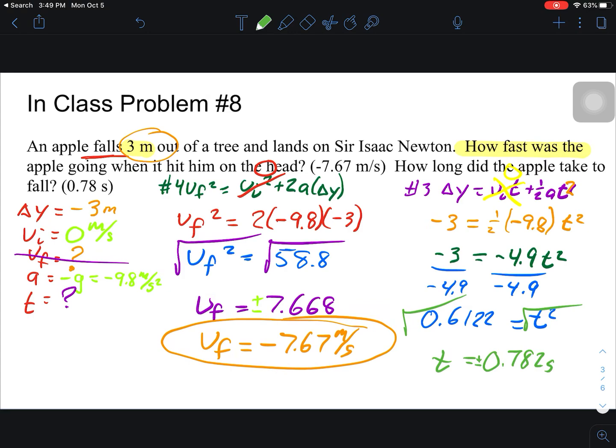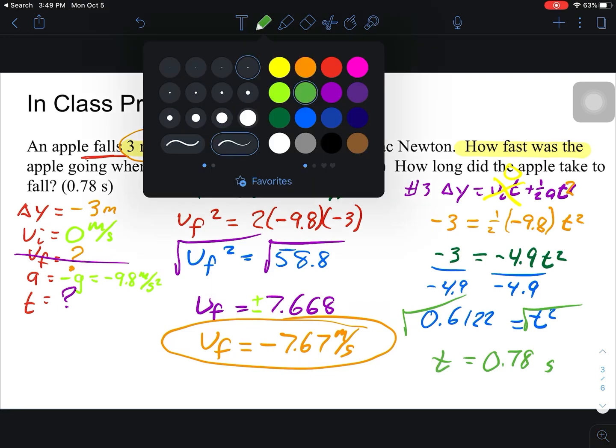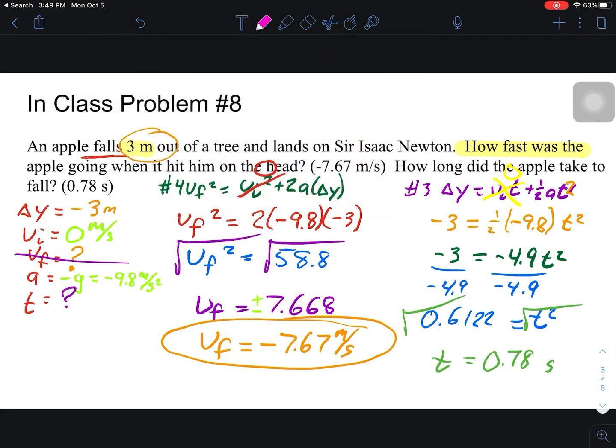But time is not a vector quantity. So because time is not a vector, we don't need to worry about whether it's positive or negative time. We can just say that our time is equal to 0.782 seconds. We can say that that's our final time. There's one more problem that we'll work through. If you have any questions, let me know.